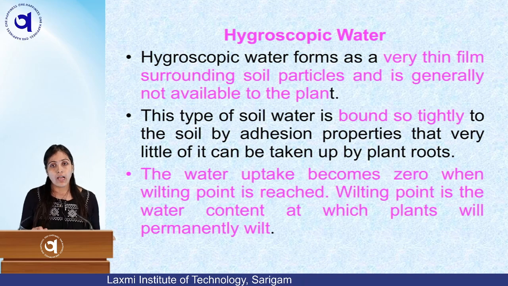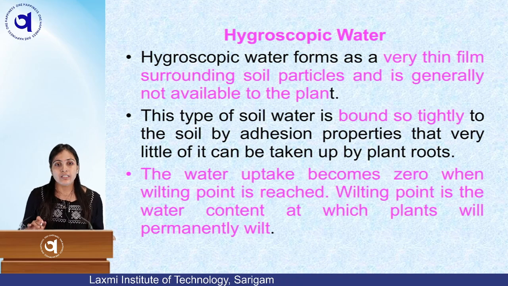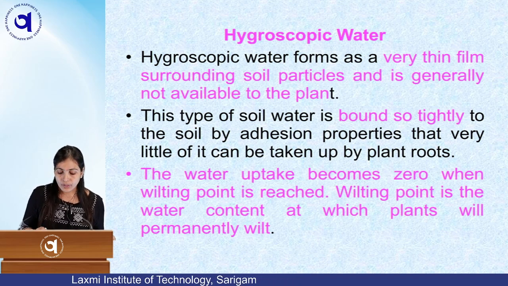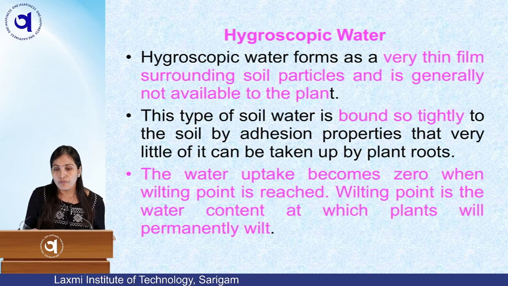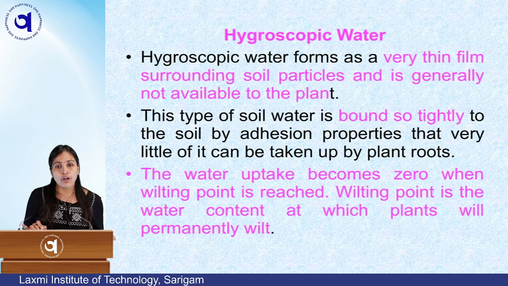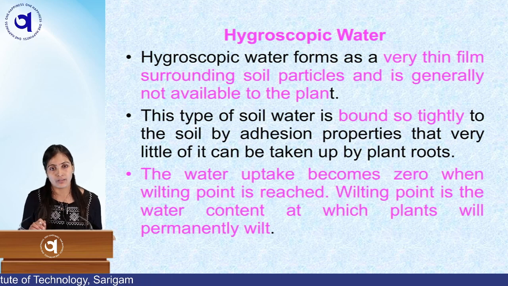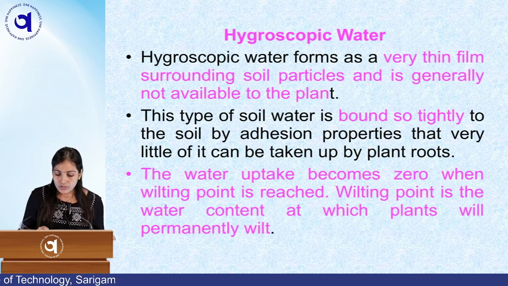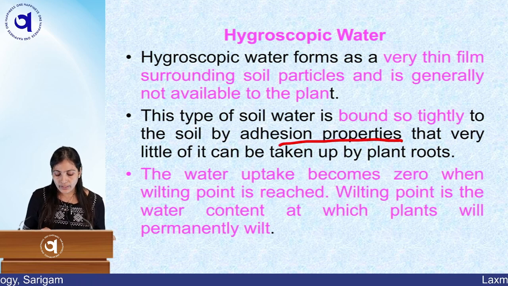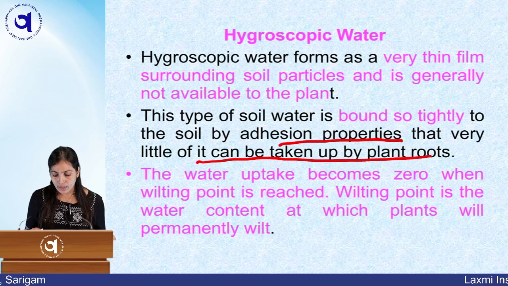Now we have hygroscopic water. This is the classification of water actually. Okay. So hygroscopic water is a very thin film surrounding soil particles and is generally not available to the plants. It is present in the soil, but it is not available for the plants to grow. Okay. So this type of soil water is bound so tightly to the soil by adhesion properties that very little of it can be taken up by the plant root.